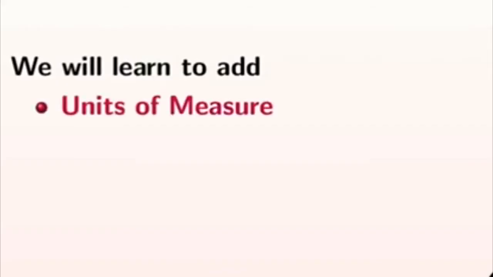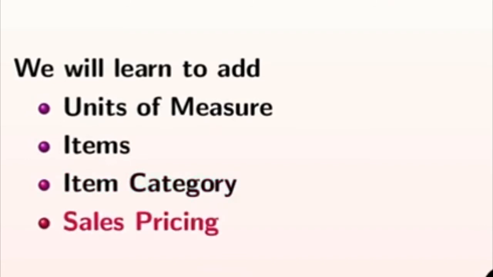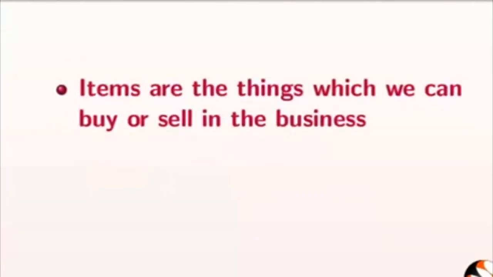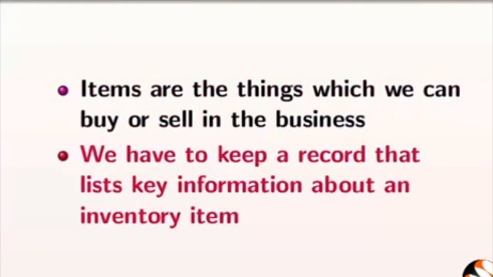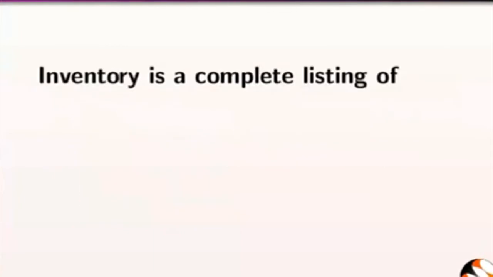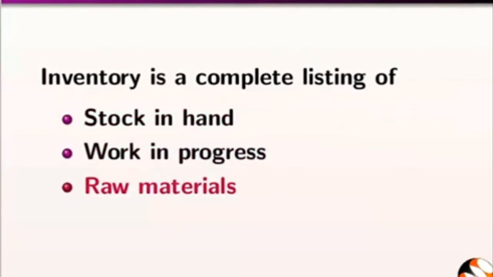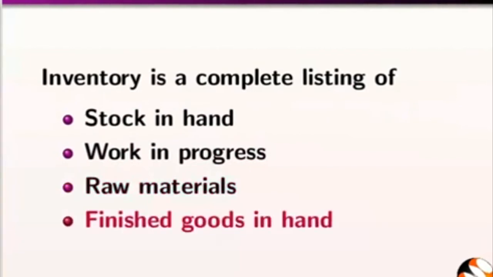In this tutorial, we will learn to add the following units of measure, items, item category, and sales pricing. Items are the things which we can buy or sell in the business. We have to keep a record that lists key information about an inventory item. Inventory is a complete listing of stock in hand, work in progress, raw materials, and finished goods in hand.